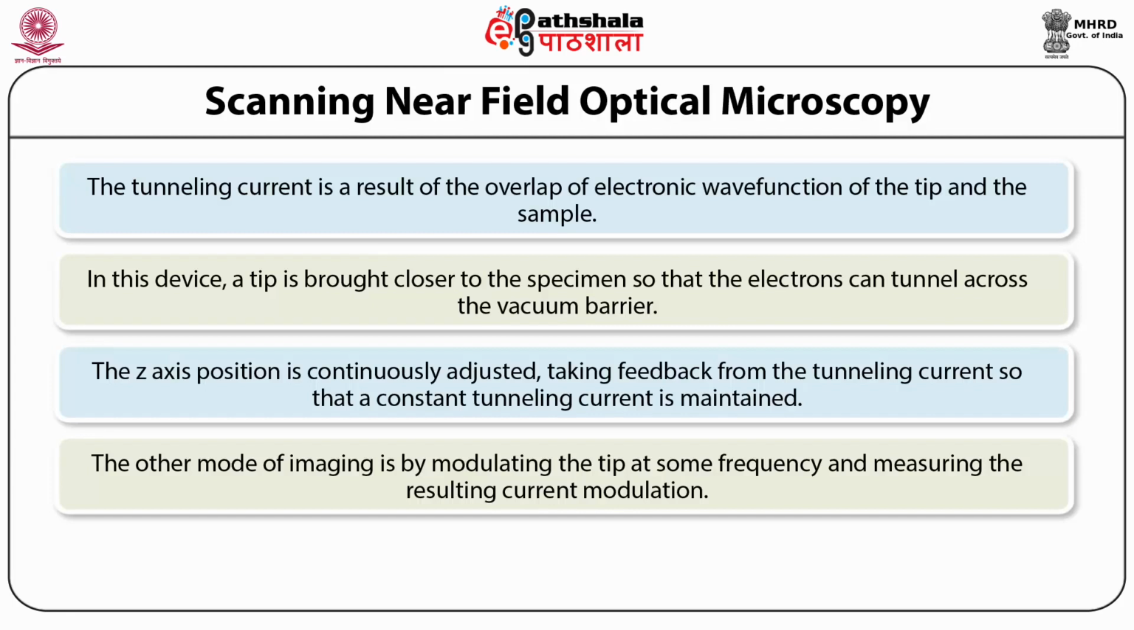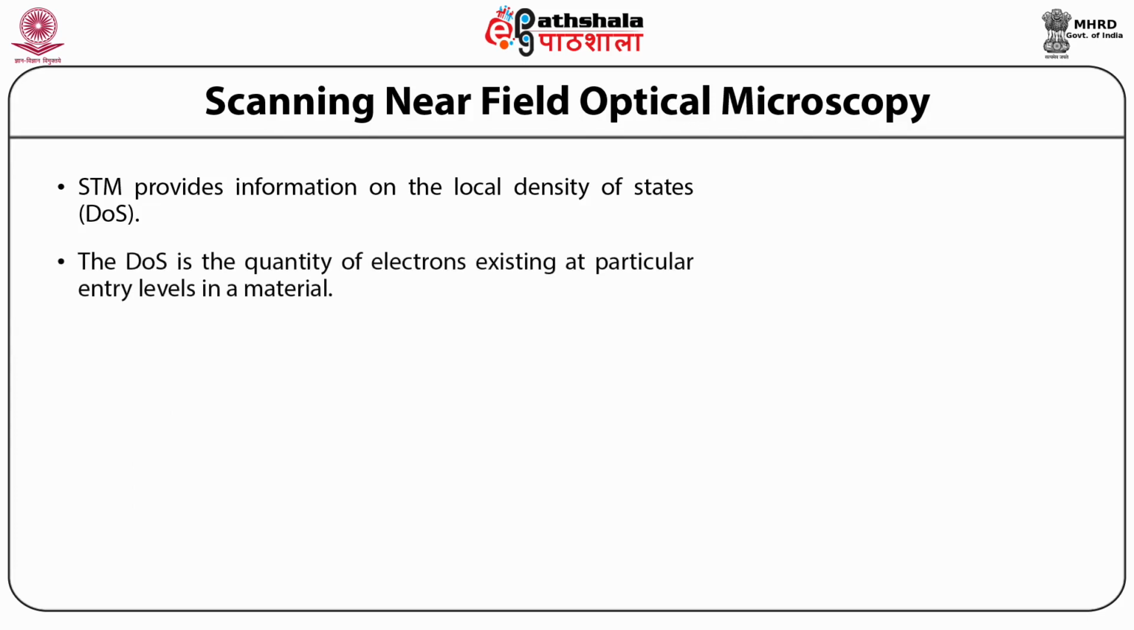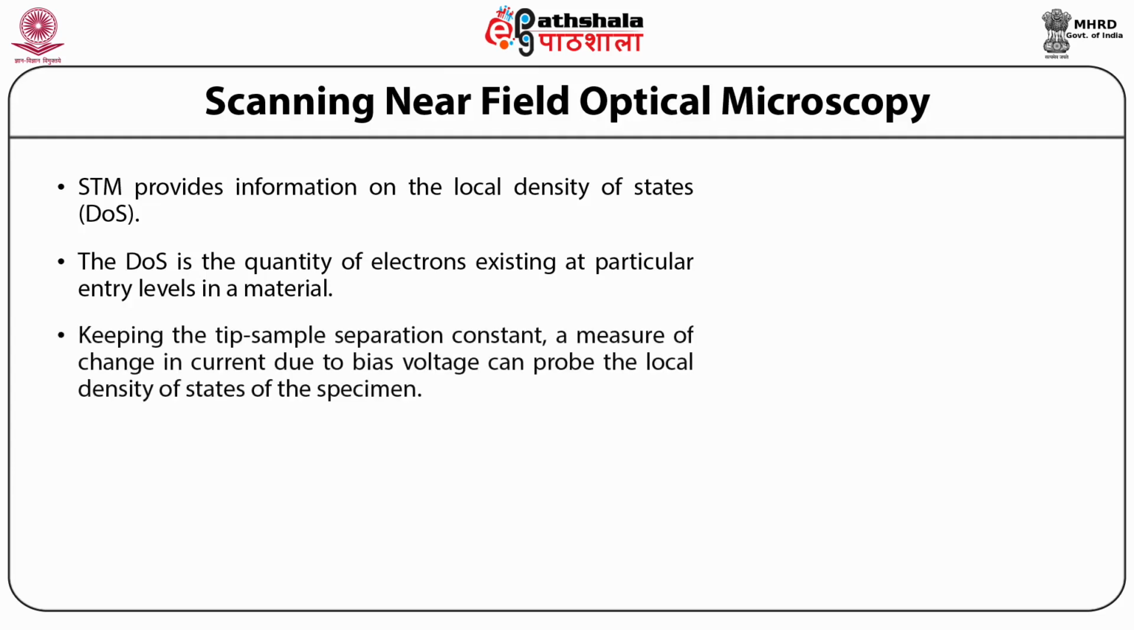STM allows the investigation of local structures. STM provides information on the local density of states. The density of states is the quantity of electrons existing at particular energy levels in a material. Keeping the tip-sample separation constant, a measure of the change in current due to bias voltage can probe the local density of states of the specimen.